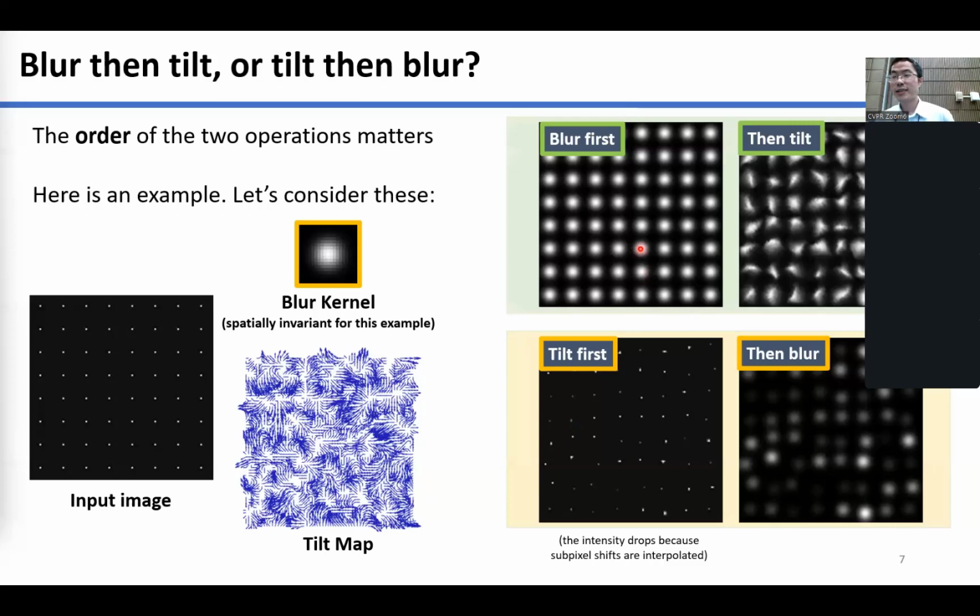How about this case? You blur it first. And remember that the tilt map is not defined just on those grid points. The tilt map is applied to every single pixel of your image. So you apply the tilt to this blur, then you're making the blur become something else. So B then T versus T then B, they're different.